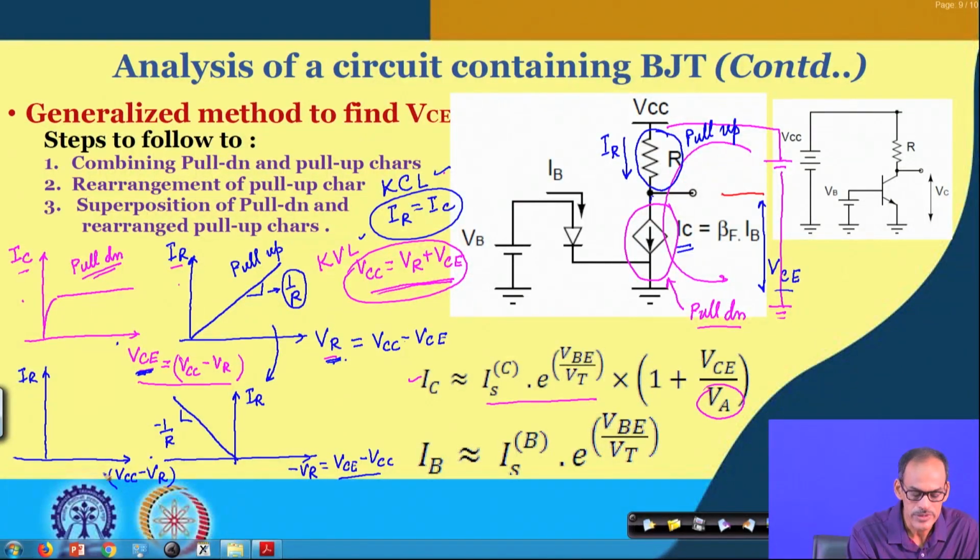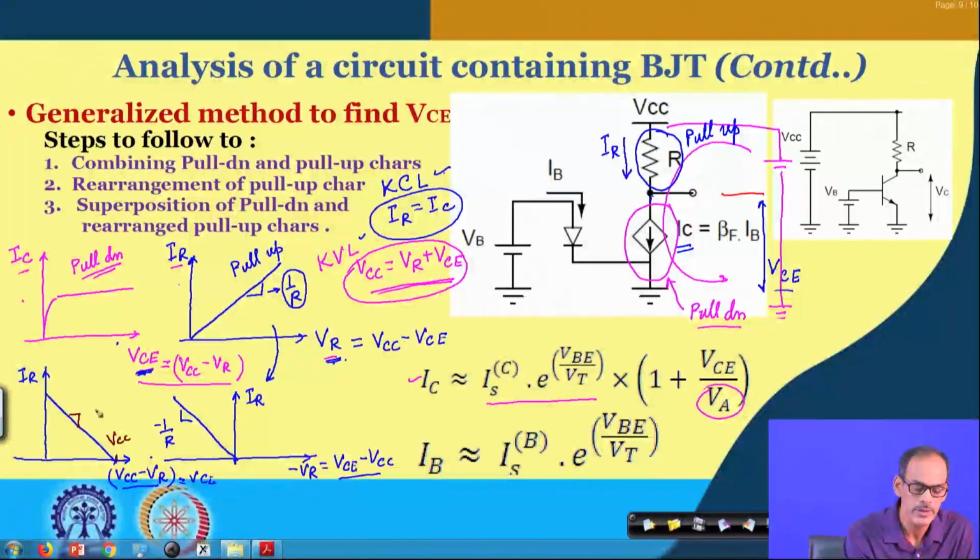Now, this of course becomes equal to V_CE, and once you consider this x axis is V_CC minus V_R, this characteristic is getting shifted by V_CC amount. So, this characteristic curve is getting shifted by this amount, which means that this point is getting shifted by V_CC amount.